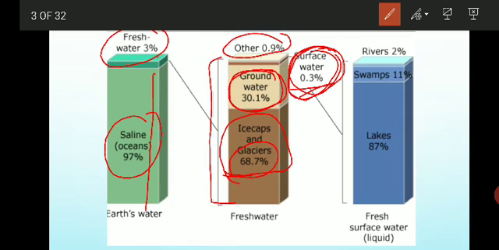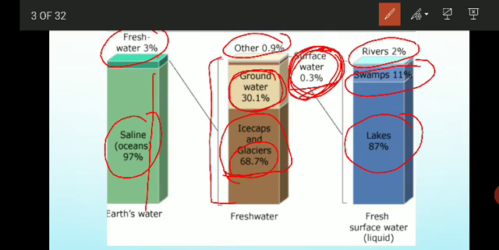Then if you take this 0.3% of surface water, 87% is available in the lakes, 11% is available in swamps, and only 2% is available in the rivers. So this is the distribution of water on the earth's surface.